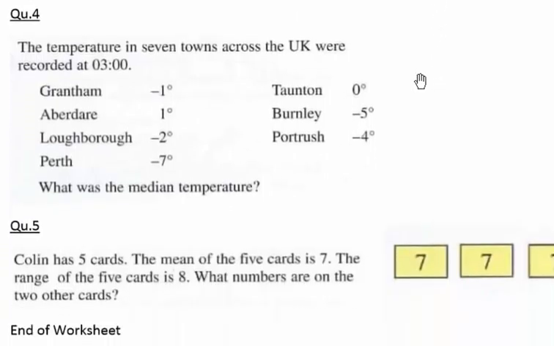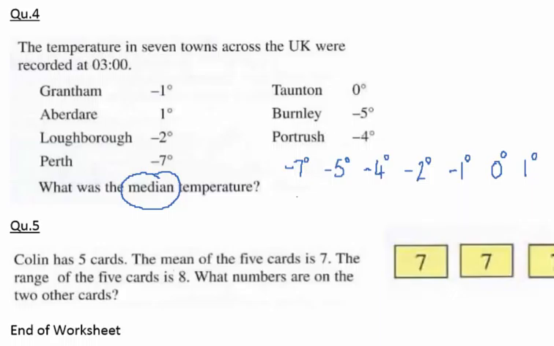Okay, let's have a look at question number 4. This is where we've got to work out the median. We want to work out the median temperature. So what we need to do first of all is arrange all the temperatures from lowest to highest in order. And if we do that, we end up with -7, -5, -4, -2, -1, 0 and 1.